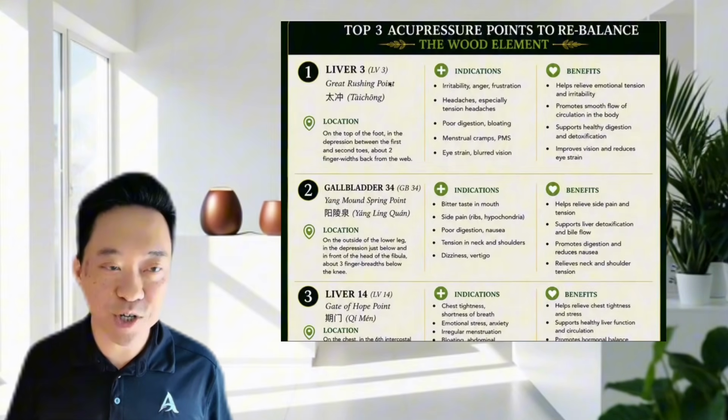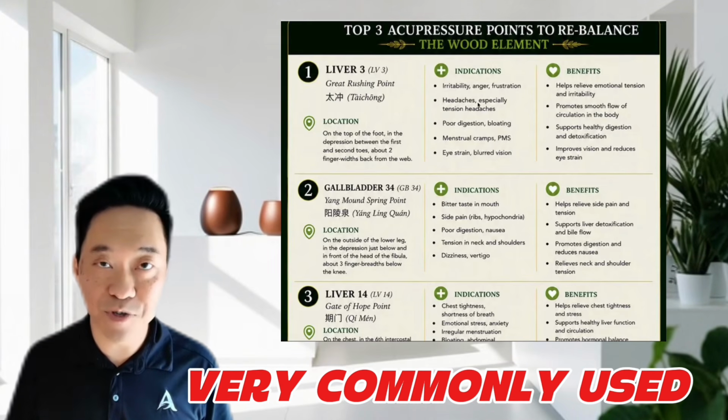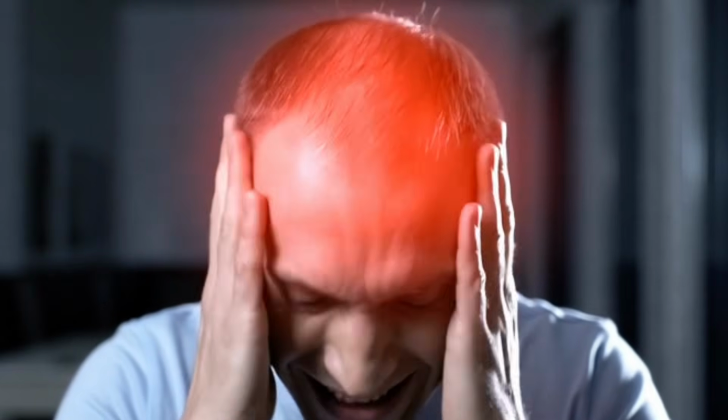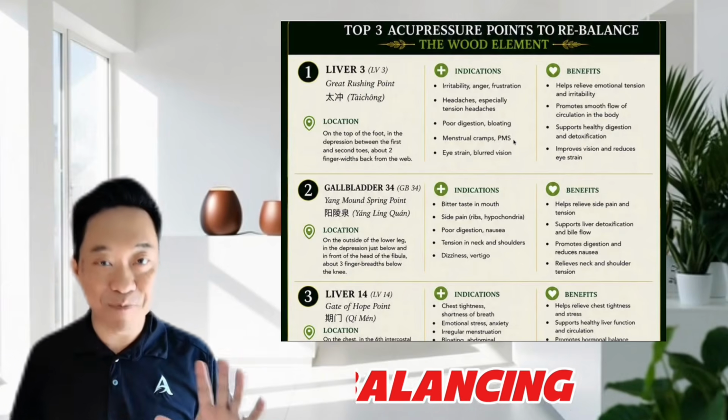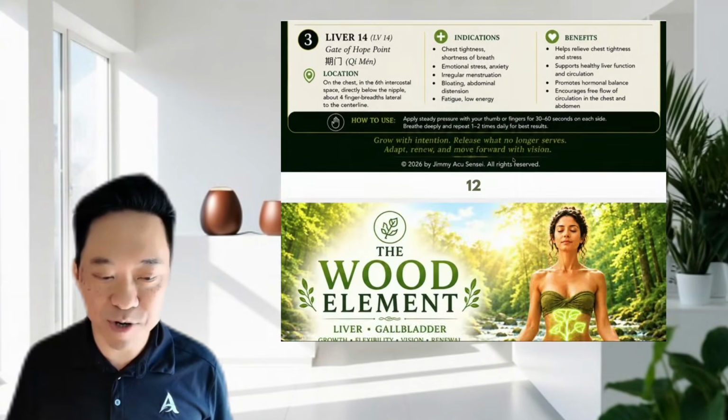Liver 3, great rushing point. Tai Chong. This is a very famous point, a very commonly used acupressure point. It's for irritability, anger, headaches. Vertex headaches, headaches at the top of your head. PMS, you see, balancing, right? Eye strain, if you've got eye problems, you want to do it here. These are the acupressure points.